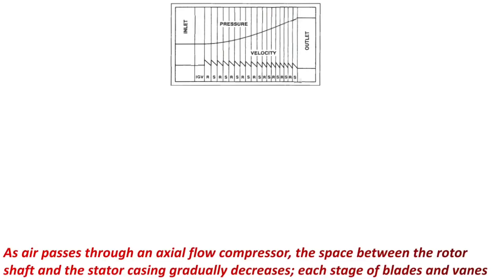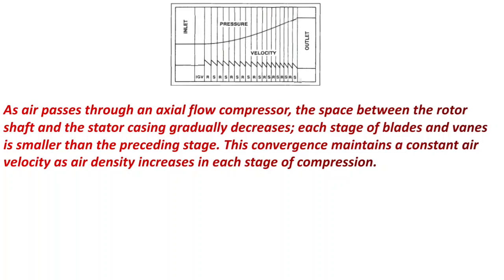Now have a look at this picture. It is an axial flow compressor. You can see the air pressure increases continuously from inlet to outlet, but the velocity of the air is relatively constant from compressor inlet to outlet.